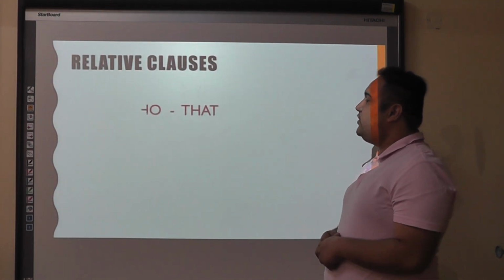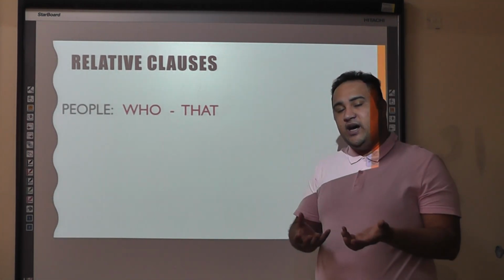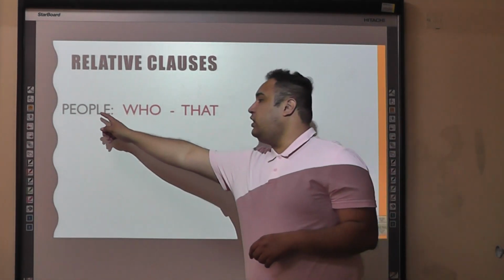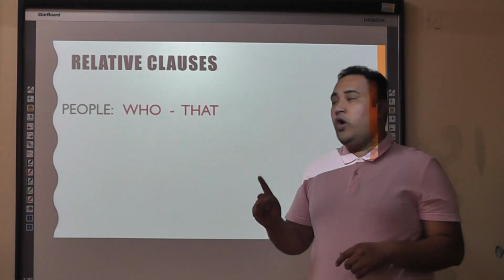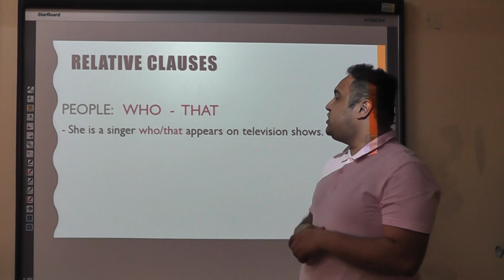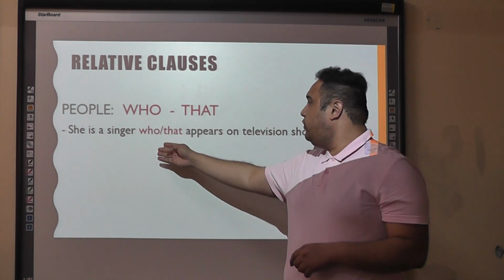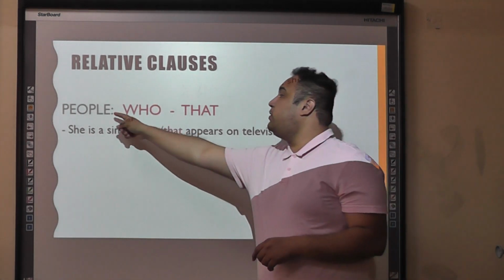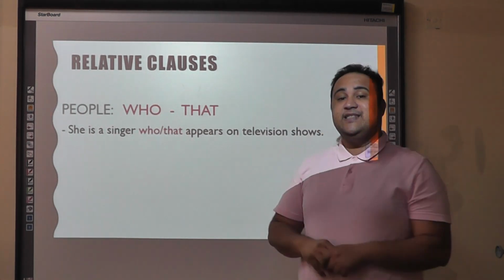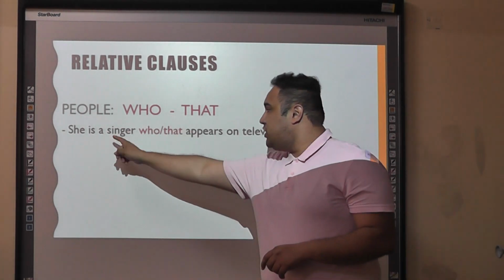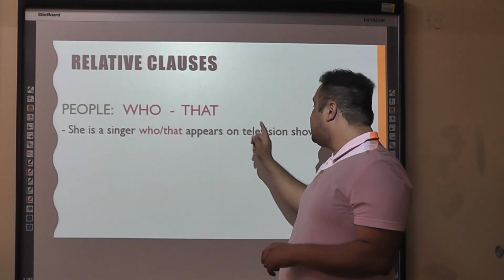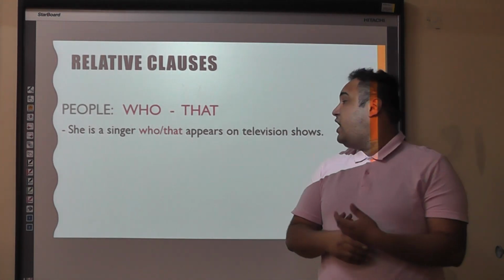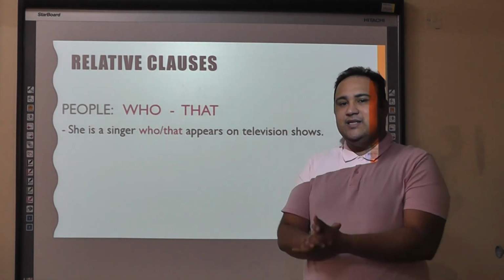So, relative clauses. How do we decide which relative pronoun to use? For people, we use who and that. Example, she is a singer who appears on television shows. Again, for people, we use who and that. Okay, she's a singer who appears on television shows. She's a singer that appears on television shows. So that is an example.